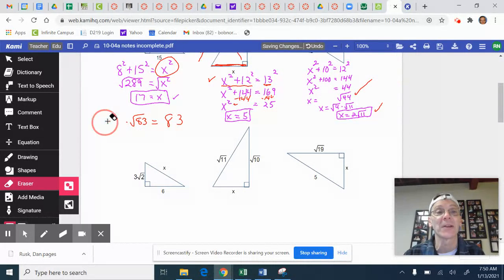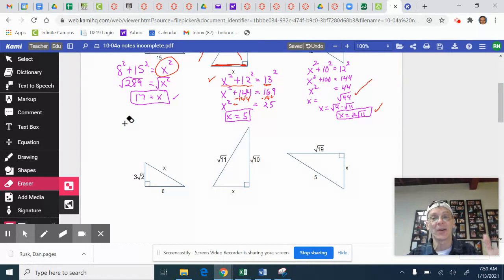Now, in the very first problem, the 3 radical 2, when you square it, well, that's a little bit more complicated, a little bit more work. You have to multiply 3 radical 2 times 3 radical 2. Anyway, get going. I'm going to pause the video and write out my work. You pause the video right now, and you do your work ahead of me.